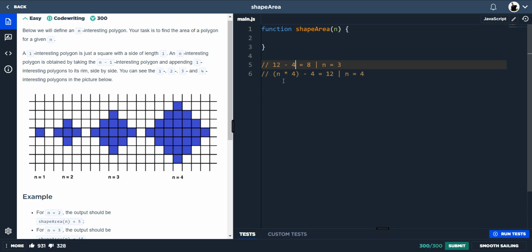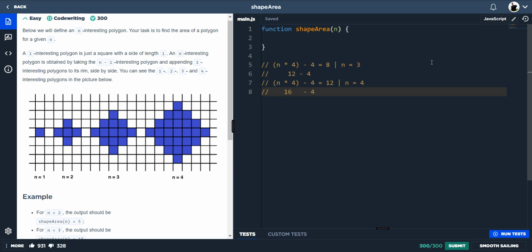Same with this one here. We did n, because n was 3, times 4, which gave us the 12 number. 12 minus 4. So we do the same on this one. I'm just trying to visualize it. N was equal to 4, so that's 4 times 4, so that gives us a 16. Minus the 4, which then gives us the 12.